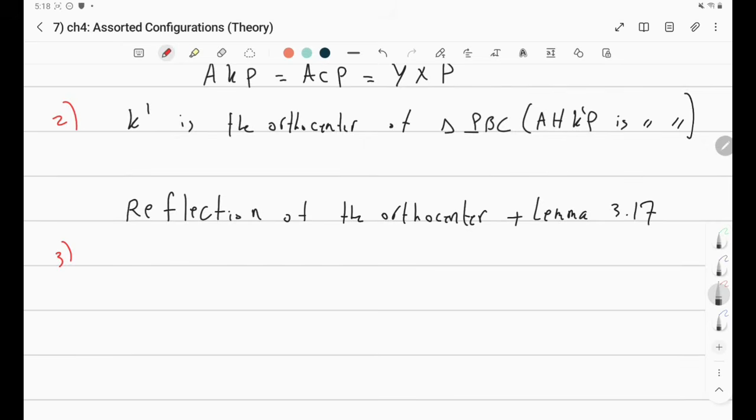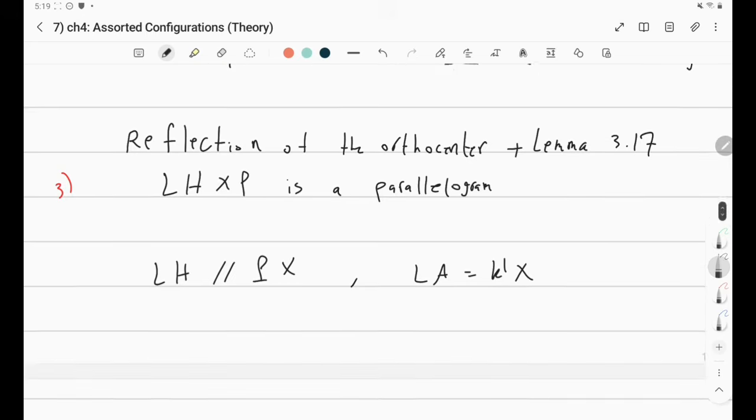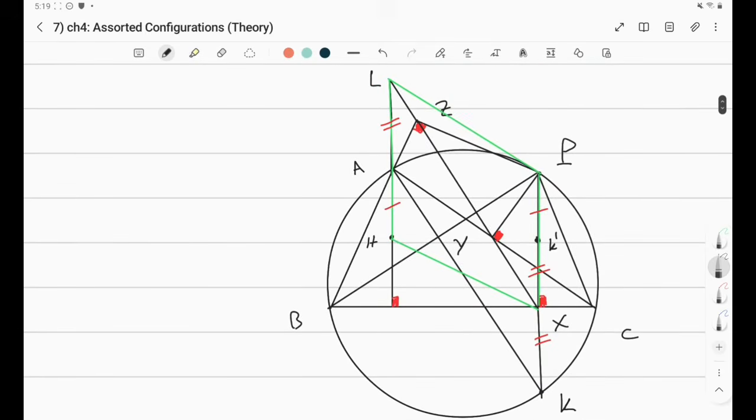So right now, result 3: LHXP is a parallelogram. And of course the proof is just, we already have two parallels. To show equality, we have this, and we have this one as well. This one, of course, to remind you, we got it from 1. This one we got it from the second result, and hence that completes the proof.